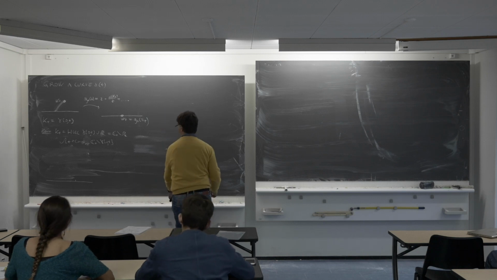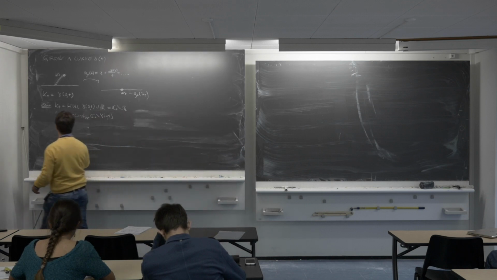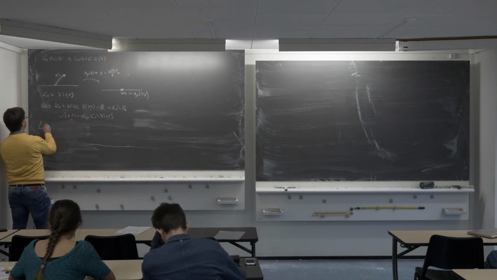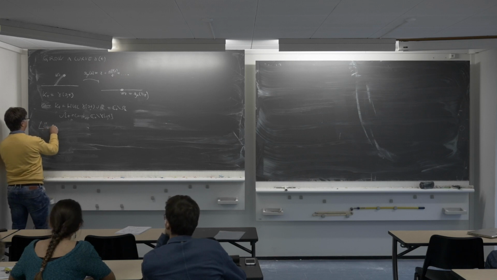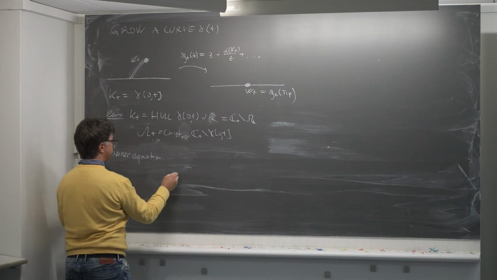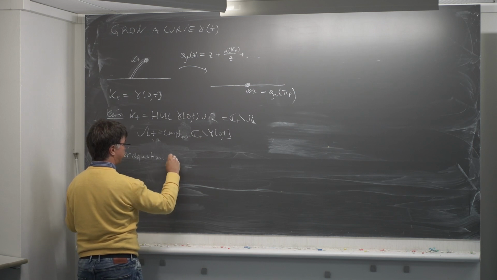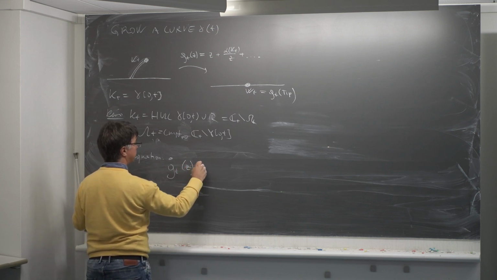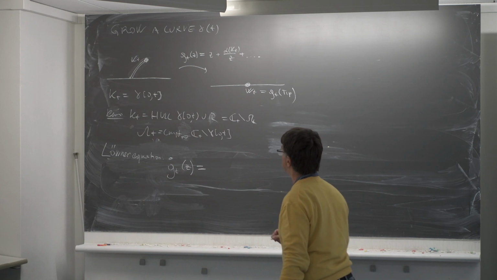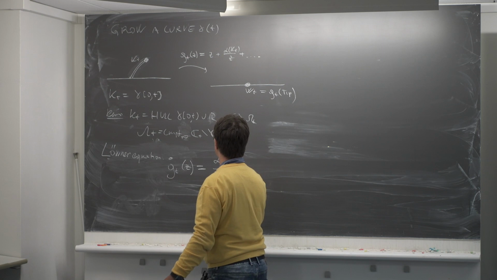So now the Loewner equation is that the time derivative, let's denote it with a dot, of g_t of z is equal to the derivative of the capacity divided by g_t of z minus W_t.